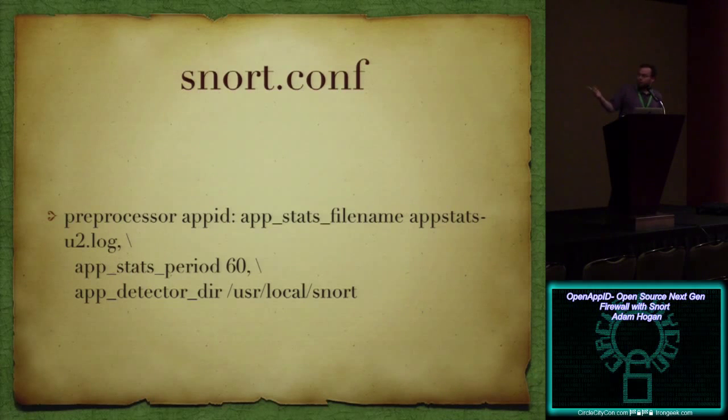And all we're going to really tell it is, okay, we want to run AppID. You can specify the name of the log file, because it's going to have an awful lot of application statistics, and you just specify the file name where that's going to go. The app stats period is just, okay, how many minutes until I report these logs? And then you have to name the directory where you've put the application detectors, right? Those scripts I was just talking about downloading, we just have to point it to wherever you've unzipped that file. Okay.